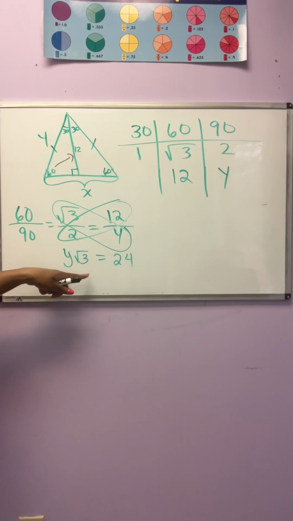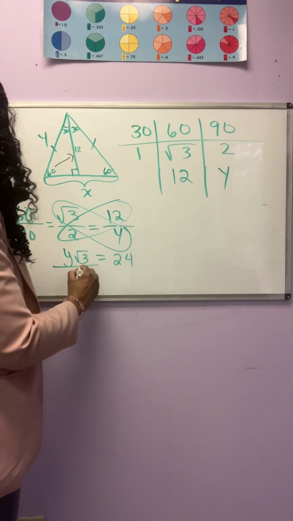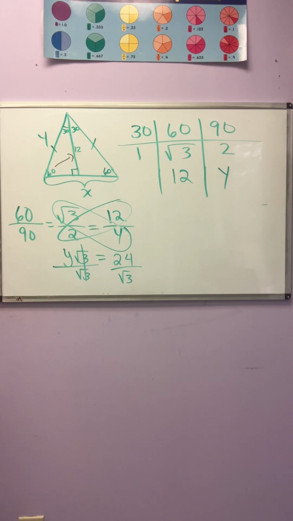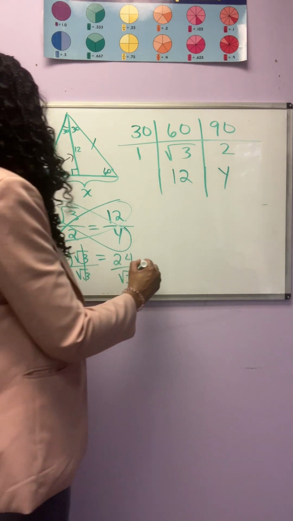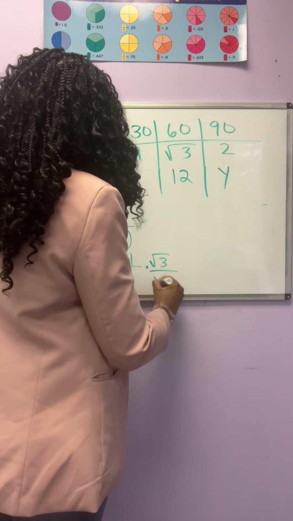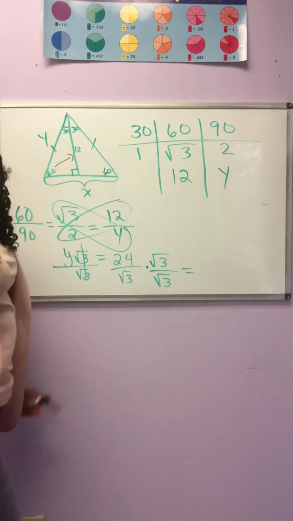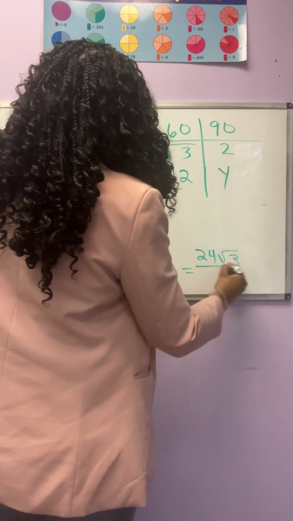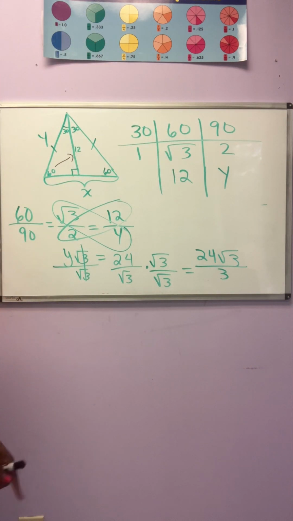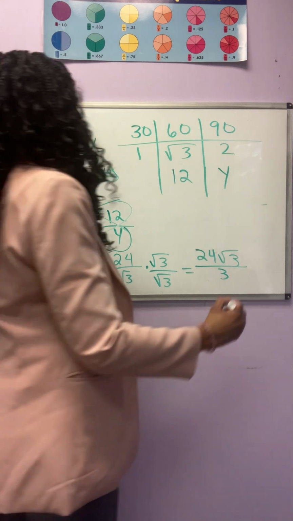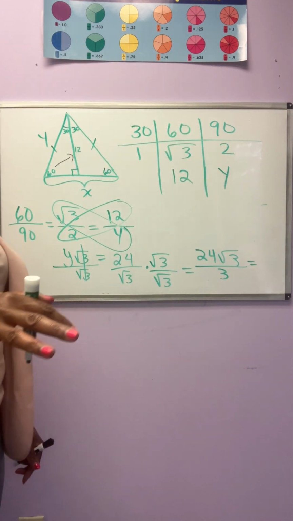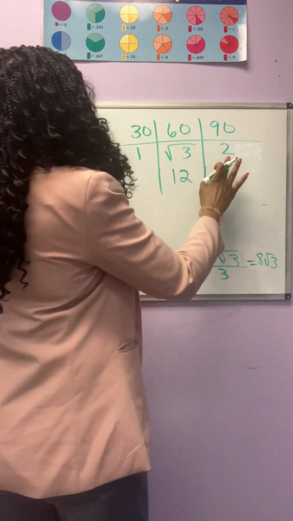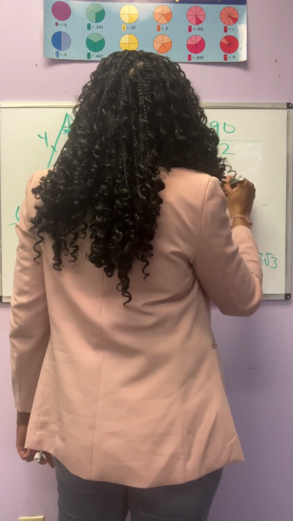Our variable y needs to be isolated so we can solve for it. So divide by square root of 3, divide by square root of 3. So we have 24 over square root of 3, but we need to rationalize our denominator. So 24 times square root of 3 is 24 square root of 3. Square root of 3 times square root of 3 is 3. 24 over 3, we can divide that. 24 divided by 3 is 8 square root of 3. So this right here is 8 square root of 3.